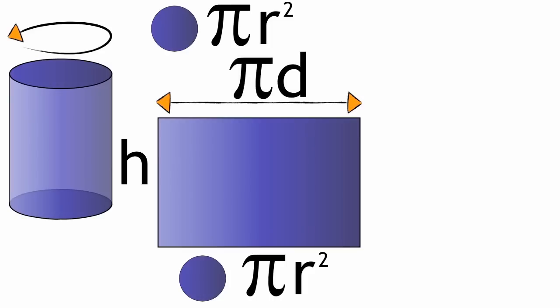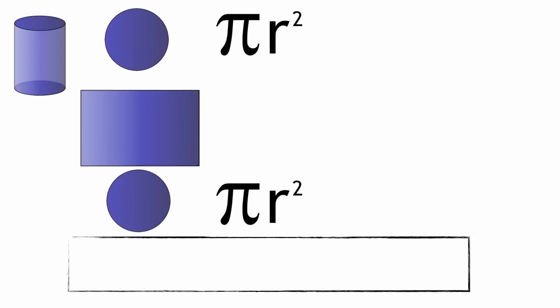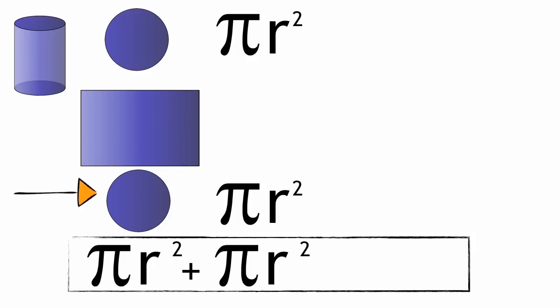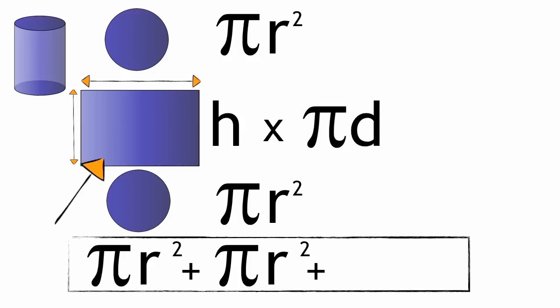So the surface area is going to be the area of the circle, pi r squared, plus this area of the circle, pi r squared. That's two lots of pi r squared. Plus the area of this rectangle. Now that rectangle is going to be this length here times by this length here. So it's going to be h times pi d.